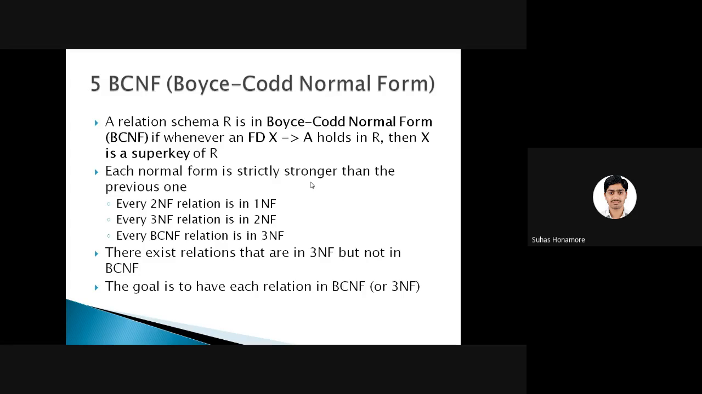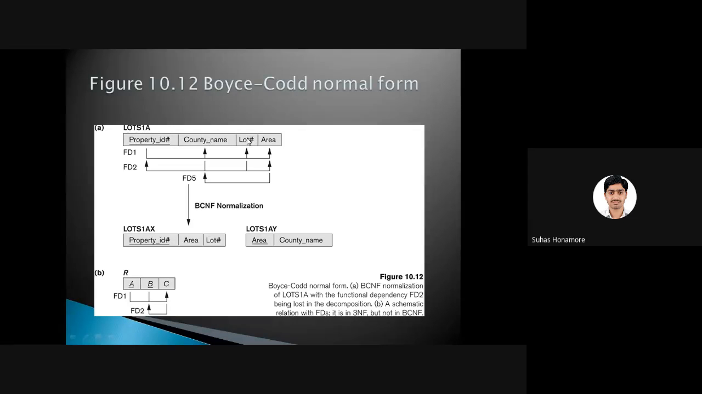So we'll see one example. Here we have property ID, country name, lot number, and area. Suppose you have four attributes, and property ID is a candidate key, and country name and lot number together are also a candidate key. That's why you have FDs from these two: we can derive area, or we can derive the property ID. From property ID we can derive everything. So total two candidate keys are there.